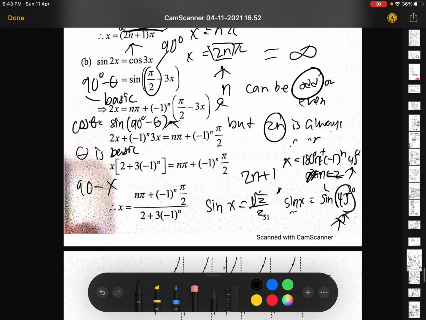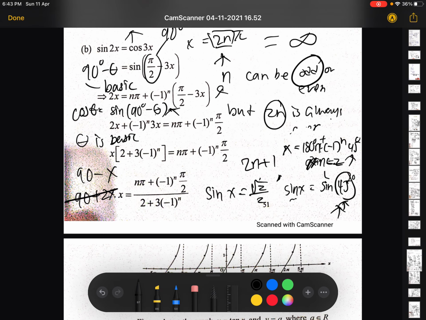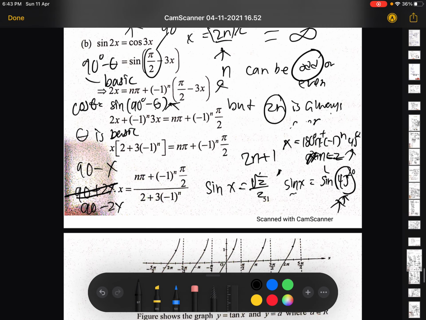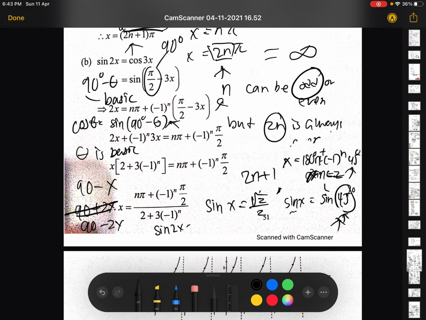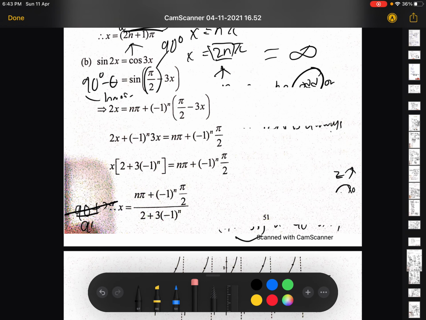So if you see something like 90 plus 2x, then no, this one cannot. If it's 90 minus something, so in this case, sin 2x is equal to cos 3x, which is sin (90 minus 3x). This is your basic angle. So you can immediately let alpha equal 90 minus 3x. Then what you can do here is sub it in immediately. Alpha is equal to pi over 2 minus 3x, x is equal to 2x. So 2x equals n pi plus minus 1 power n times (pi over 2 minus 3x).